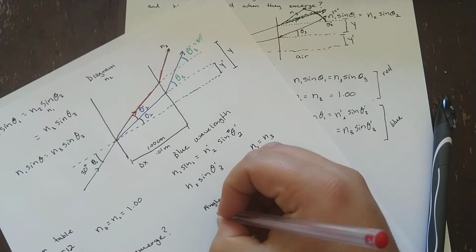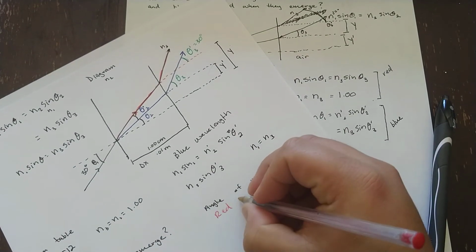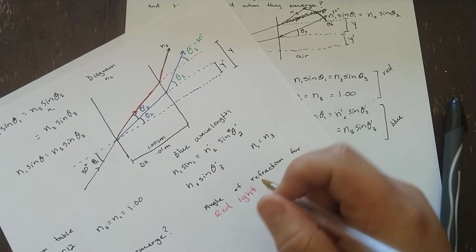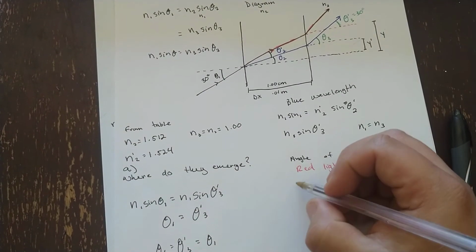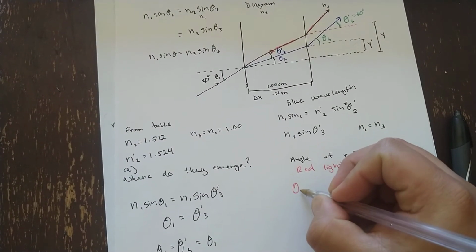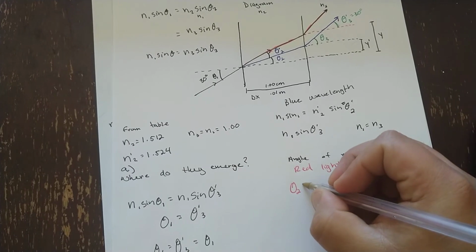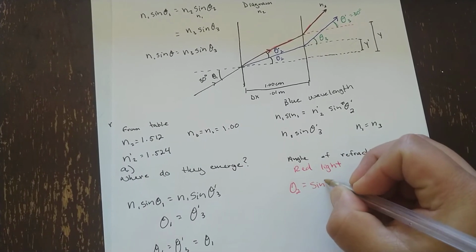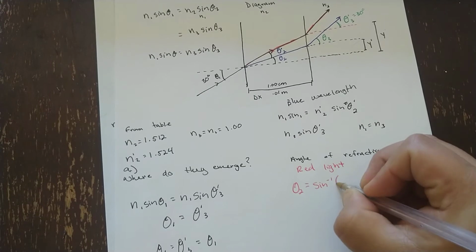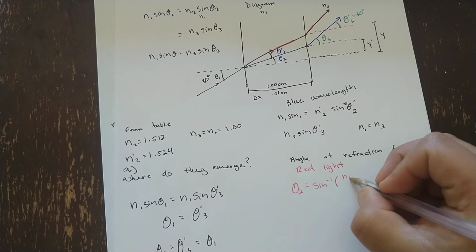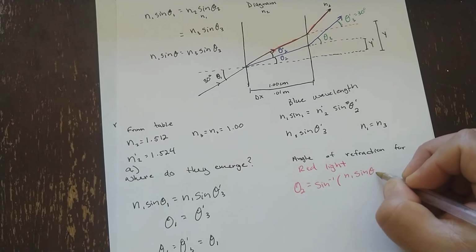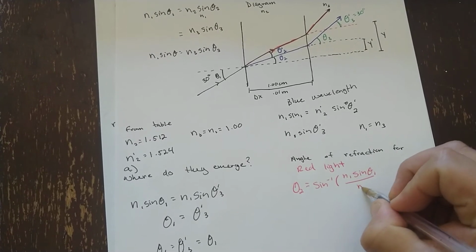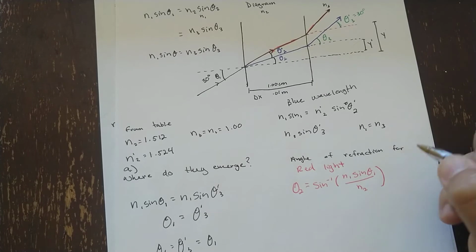Let me change color here so I know I'm working for the red light. Okay? So we're going to manipulate our Snell's Law equation. We're going to solve theta 2 equals the inverse sine of n1 sine theta 1 over n2.